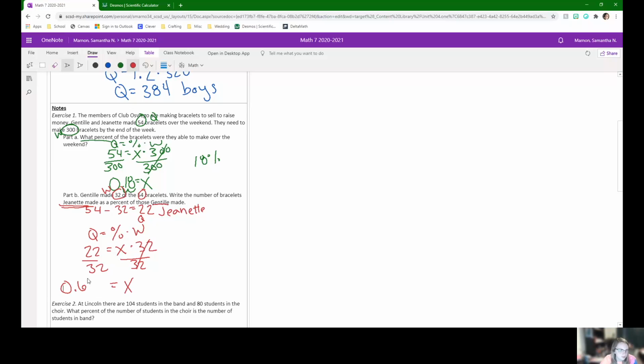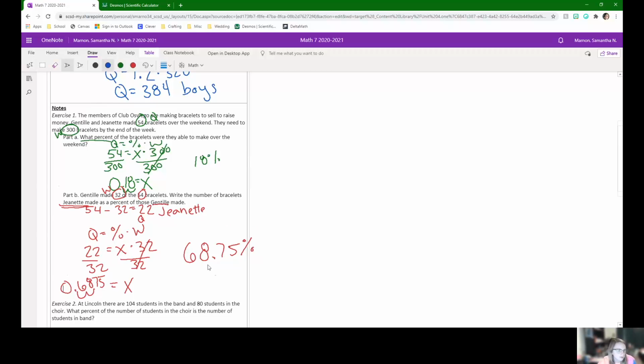So 4 decimal places. So this one's the percent, not the decimal. So change this to a percent by moving that decimal over 2 places. We get 68.75%.